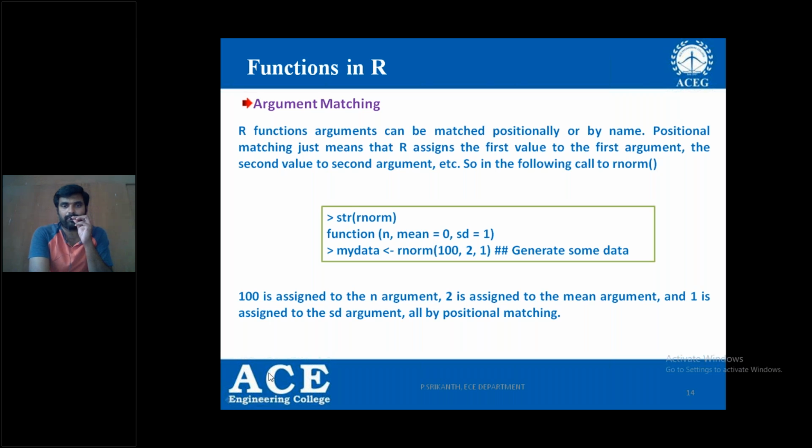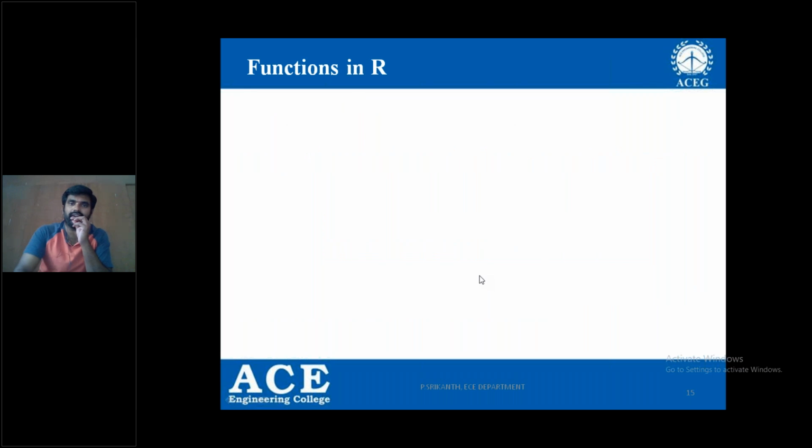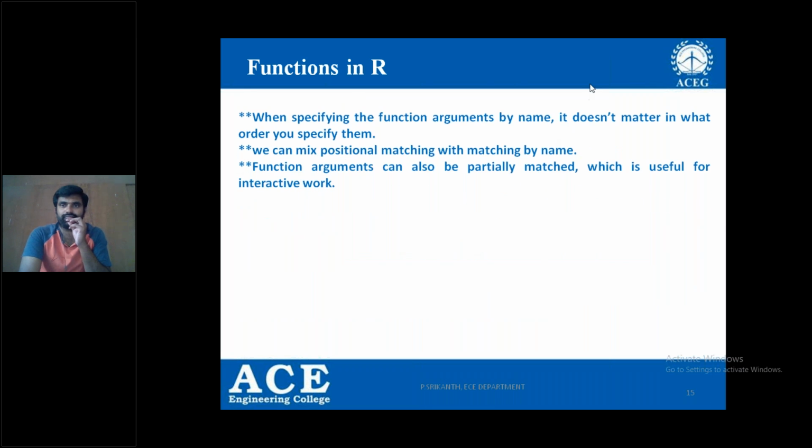You can just give the mean value first, standard deviation second, and N value last. Like mean equal to 2, SD equal to 5 and N equal to 200, and like that you can change the order. That is the main intention of this slide.